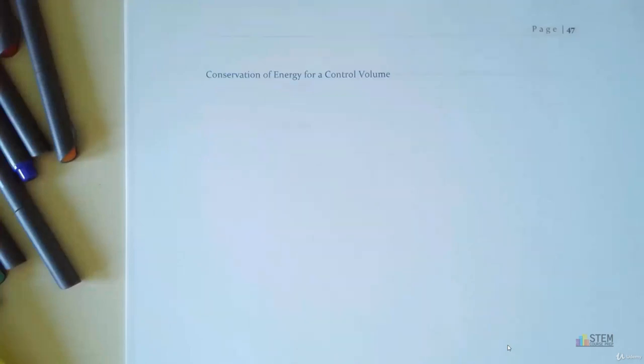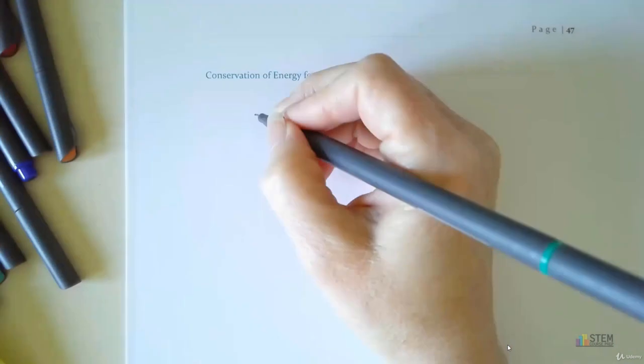In the last video, we talked about conservation of mass. Now, as if that wasn't exciting enough, we are going to talk about conservation of energy for a control volume. So essentially, we're going to add to the material that we just talked about. To get started, let's go ahead and draw a picture.